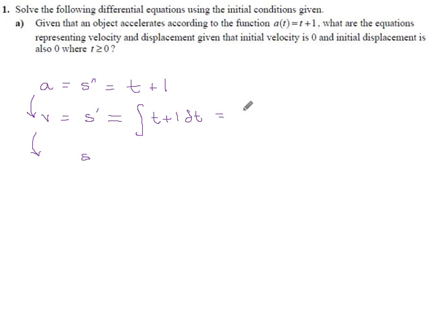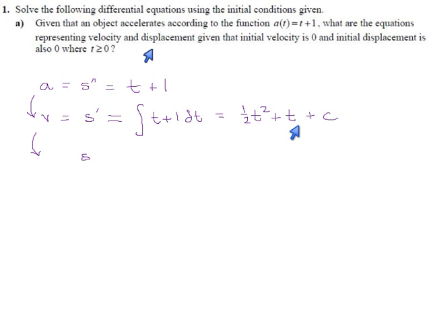Velocity is the antiderivative of t plus 1 dt, which is 1/2 t squared plus t plus a constant. Technically, we could do the antiderivative of this while it still has the c in it, and we'd get ct plus another constant, but I generally prefer to knock these off as I get to them.